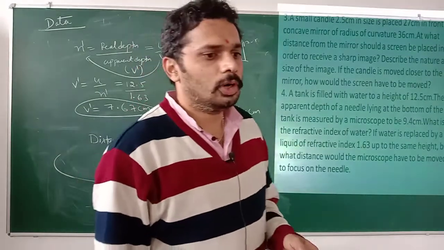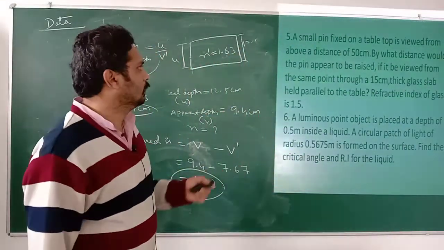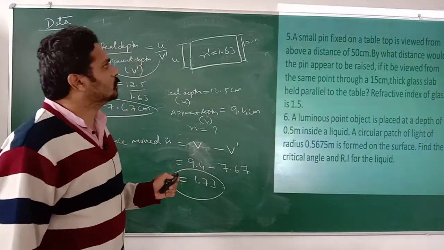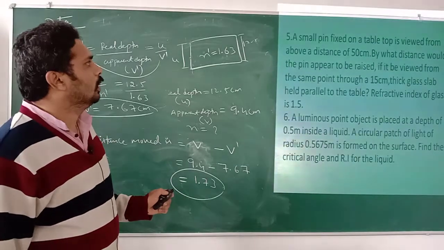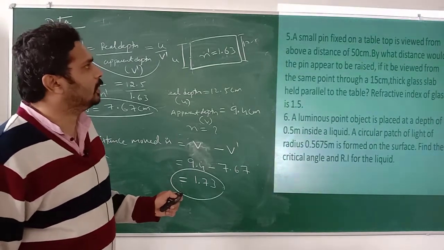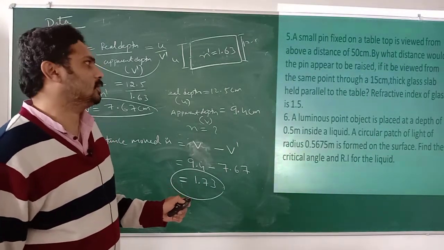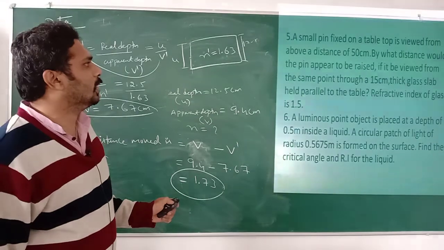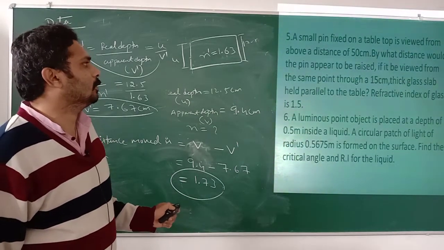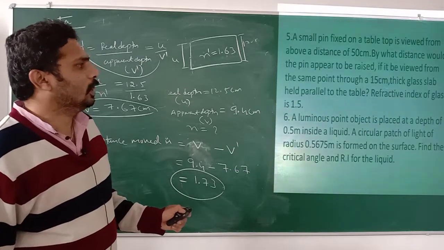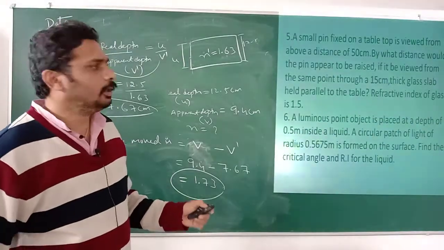Now we'll move on to the next numerical, the fifth numerical, same type. A small pin fixed on a tabletop is viewed from above at a distance of 50 centimeter. By what distance would the pin appear to be raised if it is viewed from the same point through a 15 centimeter thick glass slab held parallel to the table? Refractive index of glass is 1.5.